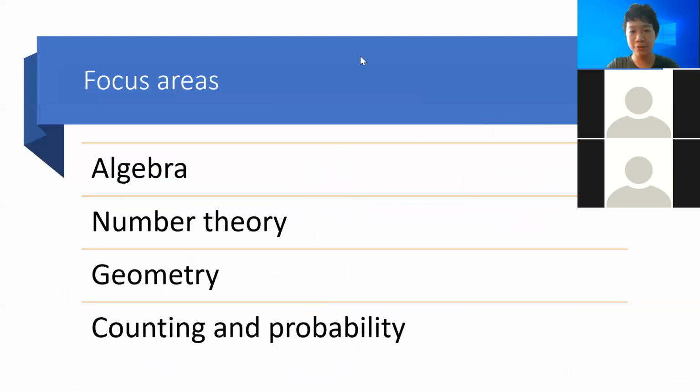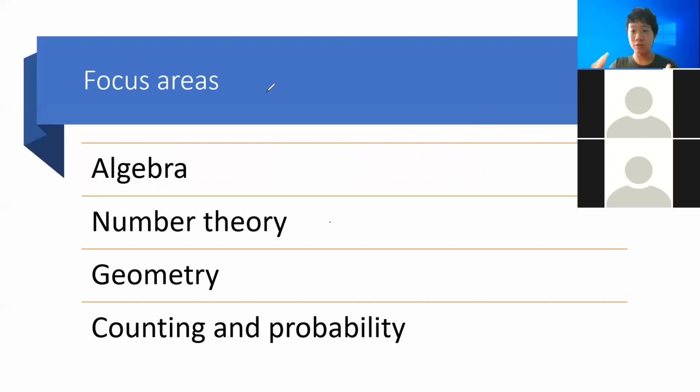So now I'm going to go on to what I like to call focus areas. These are basically the areas into which the problems at Mathcounts can be divided. We have four categories here: algebra, number theory, geometry, and then counting and probability. These are the four main categories that the problems can be grouped into.